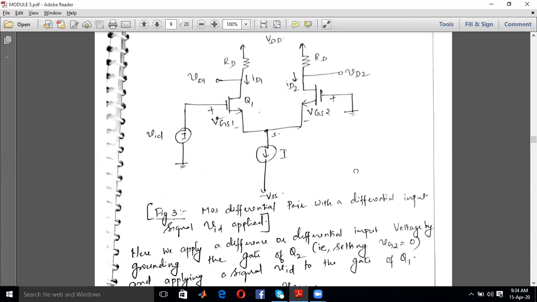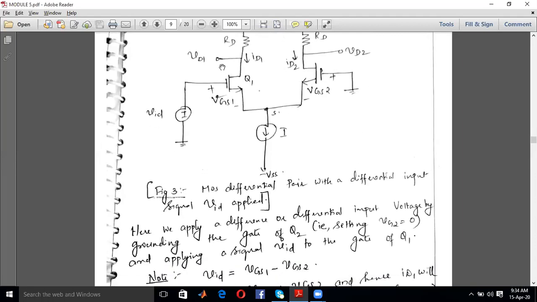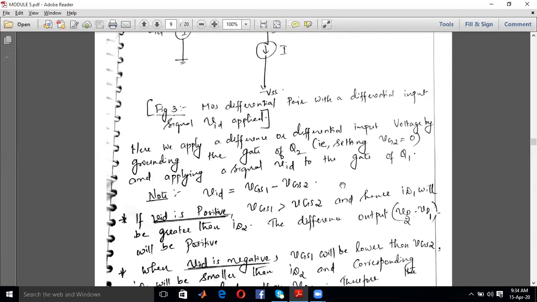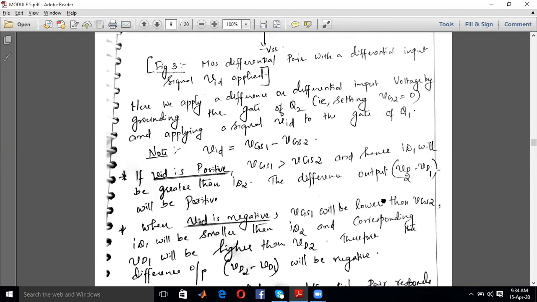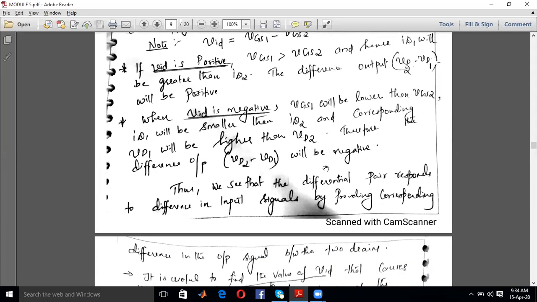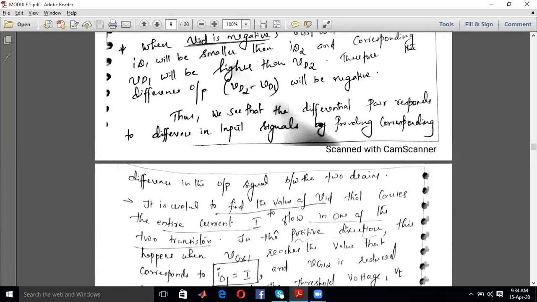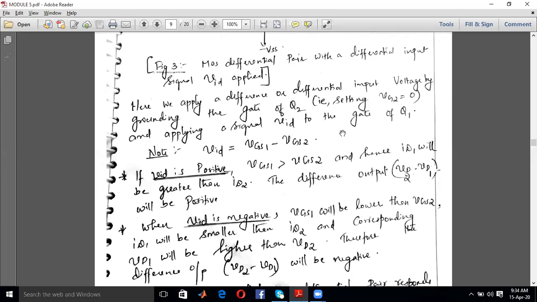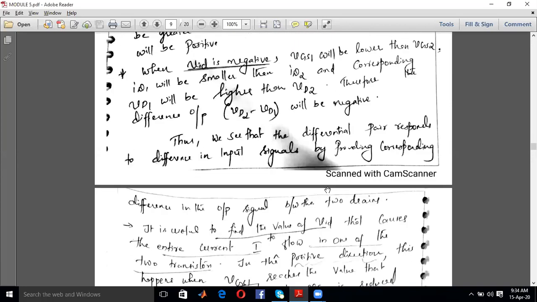Okay, VD2 is less positive means VD1 is highly positive. So your output is going to be negative, because your output is nothing but VD2 minus VD1. So that will be negative when your input is negative. When VID is negative, VID negative means VGS1 will be lower than VGS2. So ID1 will be smaller than ID2, and correspondingly VD1 will be higher than VD2, which means that the differential output VD2 minus VD1 will be negative.